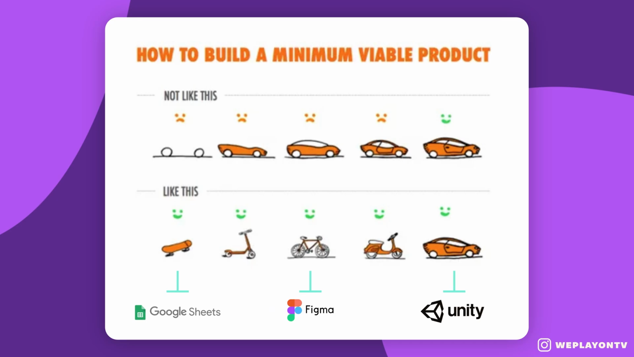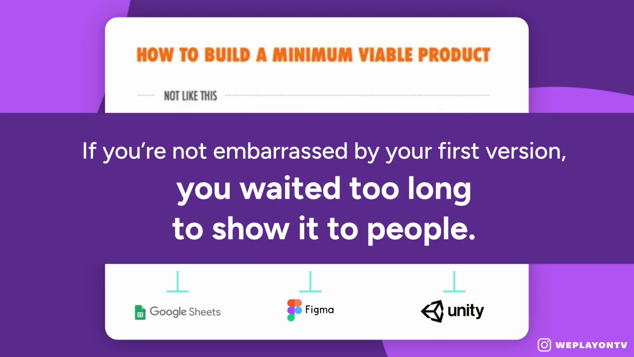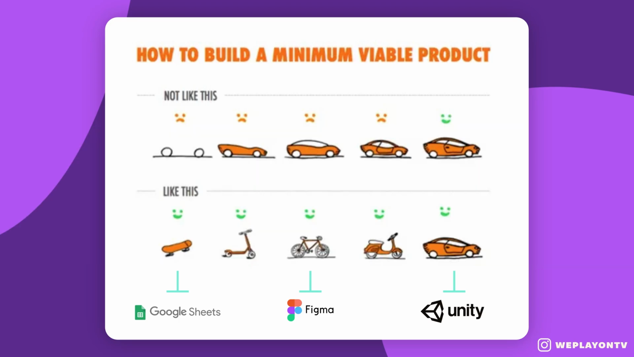In conclusion, I heard a quote I liked a lot from Reid Hoffman, the co-founder and CEO of LinkedIn: If you're not embarrassed by your first version, you waited too long to show it to people. Now, this doesn't mean intentionally deliver a bad product that will have a subpar player experience, obviously, but it does mean don't be ashamed to test a minimum viable product for your game concept. And sometimes that means don't be afraid to turn a spreadsheet into a game.